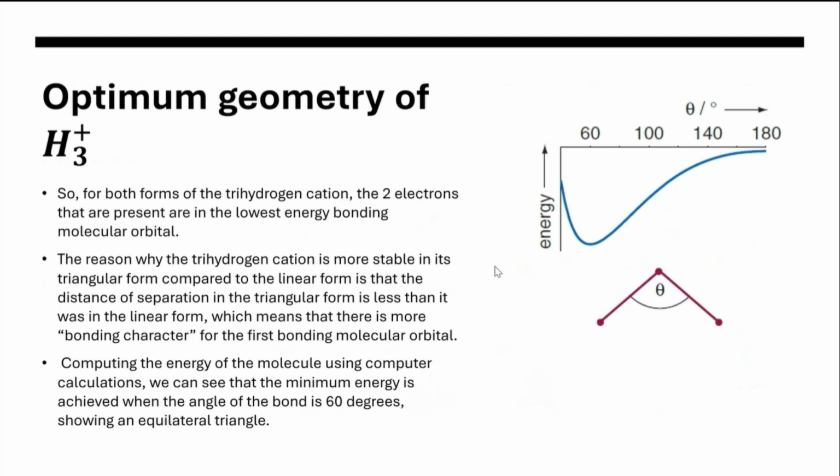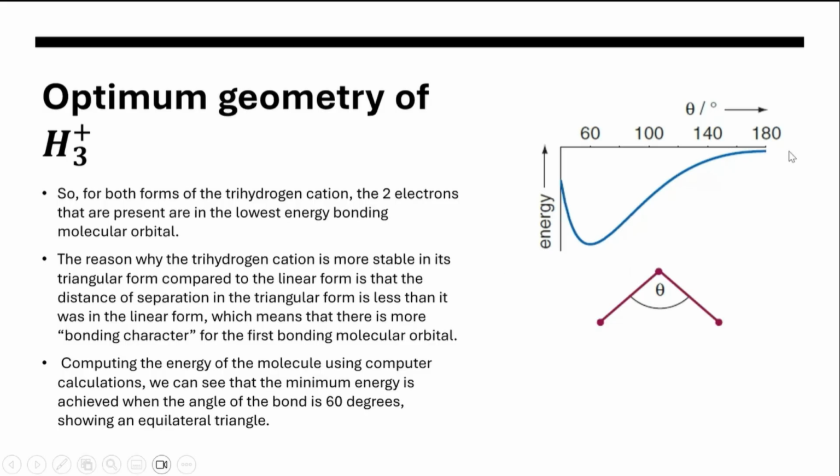Now, there's a reason why the trihydrogen cation mainly takes on that triangular form. For both forms of the trihydrogen cation, we have 2 valence electrons present in the lowest energy bonding molecular orbital. The reason the triangular form is more stable compared to the linear form is that the distance of separation is less between those 1s orbitals, meaning that there's bonding character for that first bonding molecular orbital.